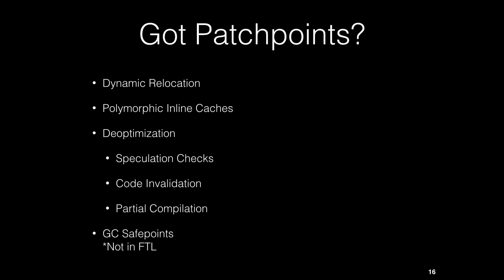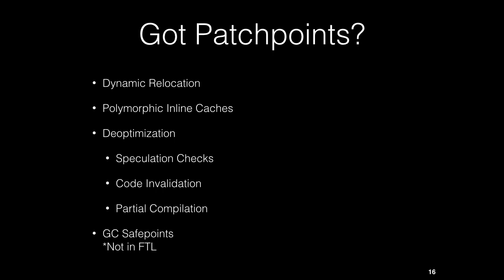So I showed you examples of how FTL uses patch points, but I want to emphasize this is a generally quite useful feature. These are the use cases that we've gotten requests for so far. Dynamic relocation is the simplest. Just at runtime, we want to patch the target of a call to a different location. I showed you polymorphic inline caches, where we want to emit a special code sequence right in line with the hot path. Patch points support 3 different kinds of de-optimization: explicit speculation checks, invalidation points, and partial compilation.